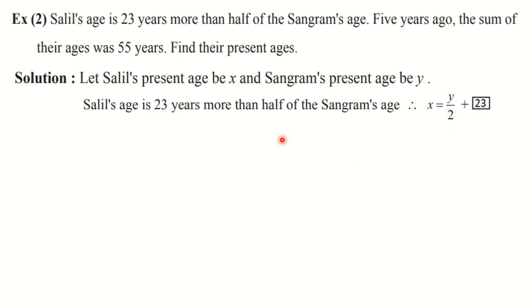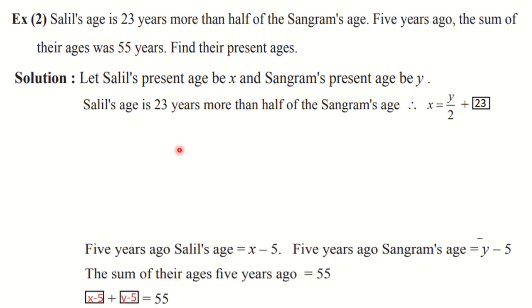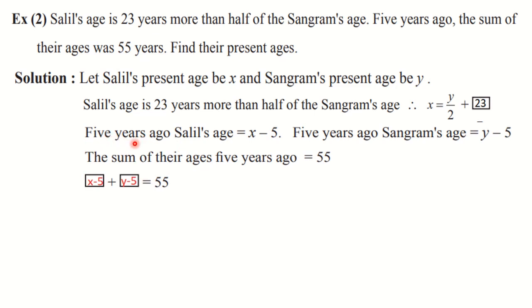Now we have to discuss the second condition. 5 years ago. Now 5 years ago, the age of Sahil will be what? x minus 5. And age of Sangram will be what? y minus 5. And at that time the sum provided is 55 years. So what they have provided to us is, see, 5 years ago Sahil's age is x minus 5. 5 years ago Sangram's age will be y minus 5. And their sum is given as 55. So this plus this.